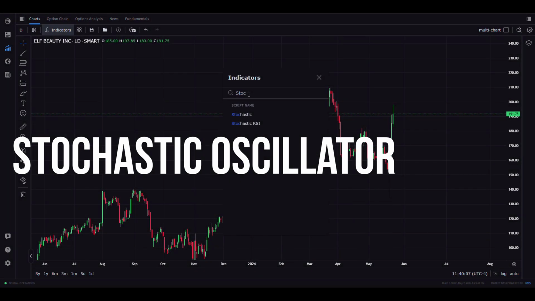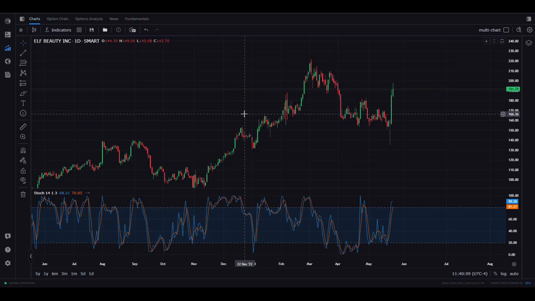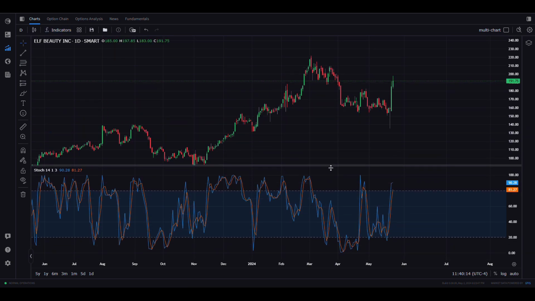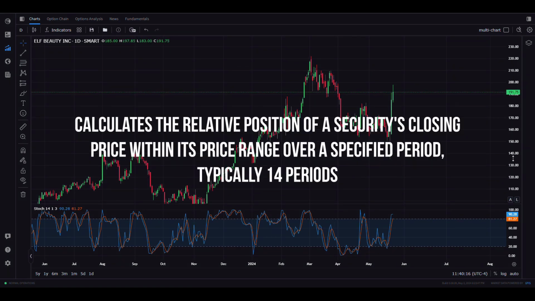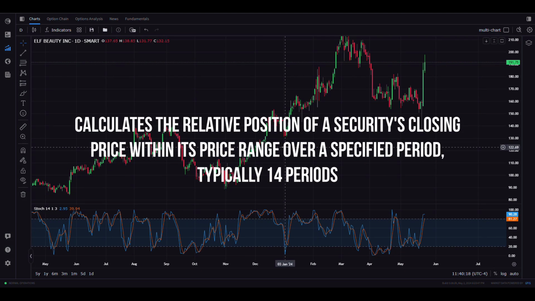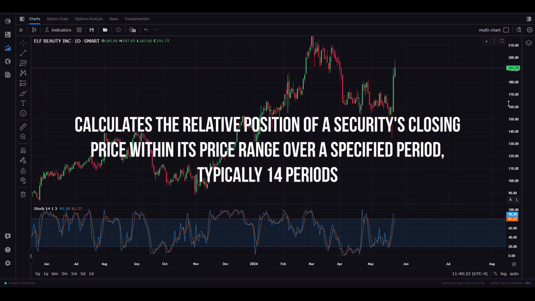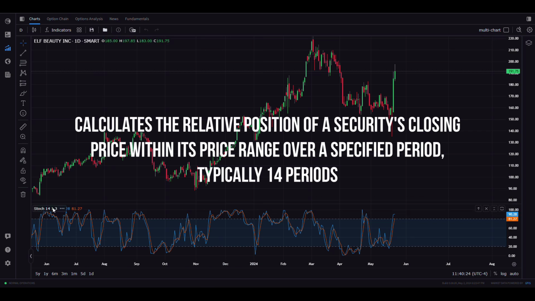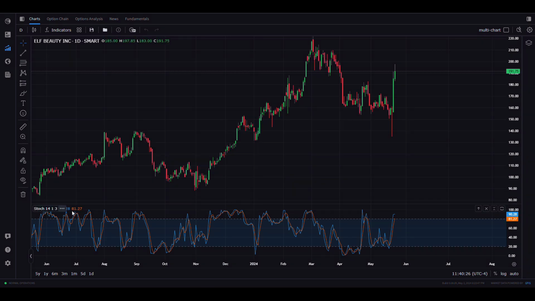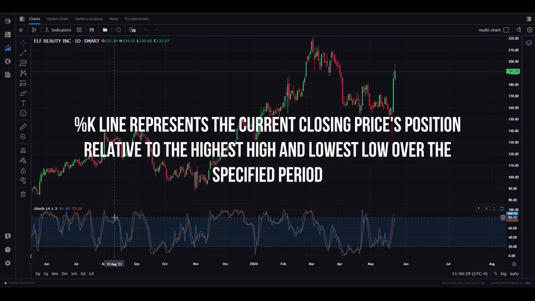Stochastic oscillator. The stochastic oscillator is a momentum oscillator in technical analysis designed to assess the strength and direction of price movements in financial markets. It calculates the relative position of a security's closing price within its price range over a specified period, typically 14 periods. This oscillator comprises two main lines, the %K line and the %D line.